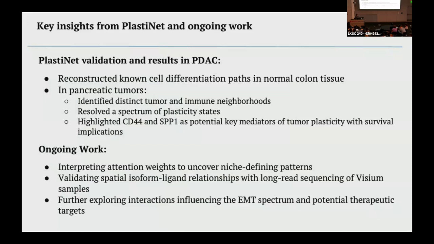We're still working to better interpret the attention weights to gain insight into what defines these patterns that the model has identified, additionally validating the spatial and isoform ligand receptor relationships, applying long-read sequencing to Visium data, and exploring other interactions and niche factors along this EMT spectrum.